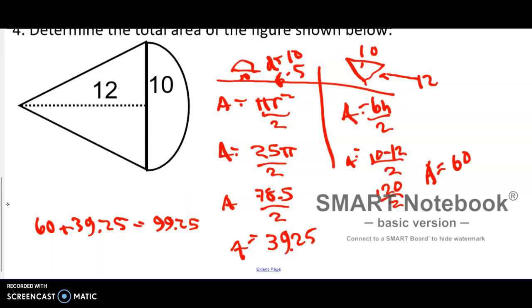For the semicircle, its area equals pi r squared divided by 2. The diameter is 10, so the radius is 5. 5 squared is 25, so the area is 25 pi divided by 2, or 78.5 divided by 2, which gives me 39.25. If I add 60 plus 39.25, I get 99.25.